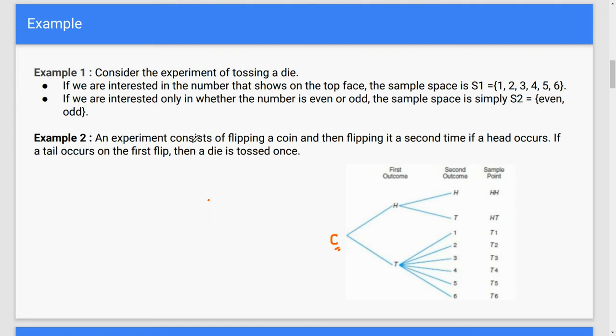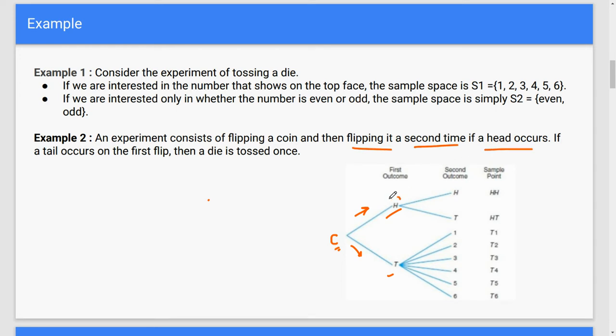So the experiment consists of flipping a coin and then flipping it a second time if a head occurs. It means you are just flipping a coin. Flipping a coin results in two things: either it is head or it is tail. So it is telling you that you flip another coin if it's a head. Flipping it a second time if a head occurs.